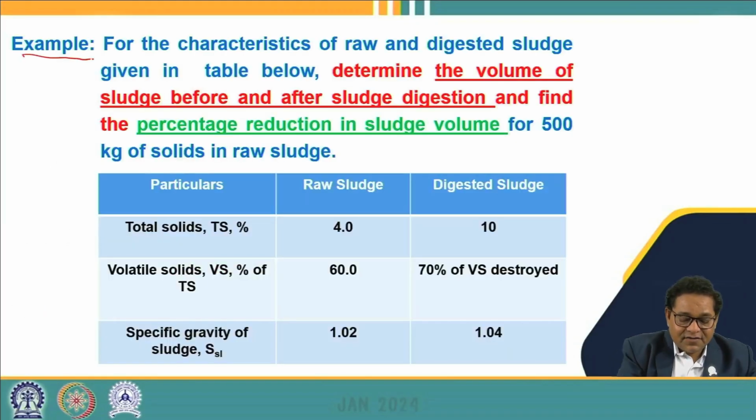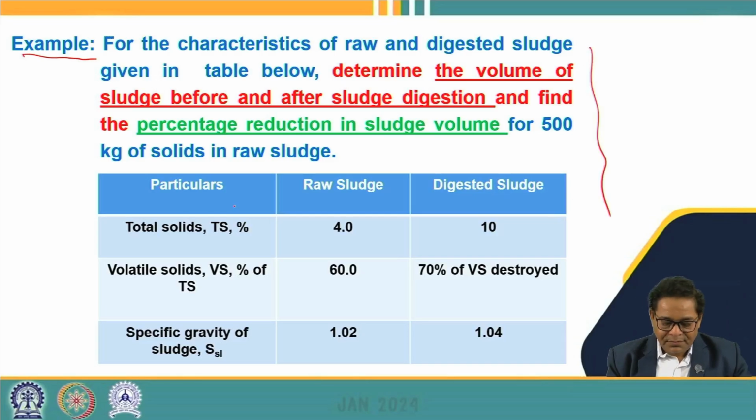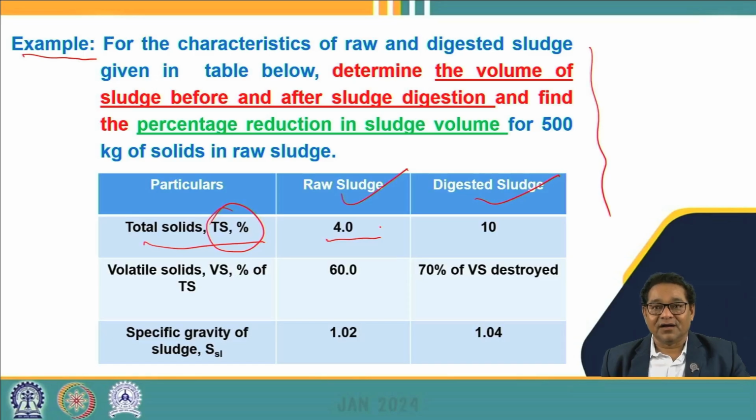So let us take this example again to see how we can use this formula for determination of sludge volume before and after the digestion, which is required for the design of a digester. So let us do an exercise. Here, if we see the problem, this is the raw sludge and there is a digested sludge. If we see the characteristics of raw sludge, the total solid percentage is 4% in the raw sludge, whereas it is 10% in the digested sludge.